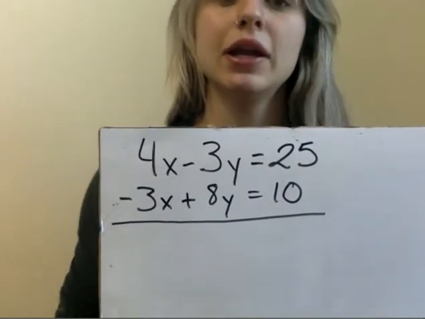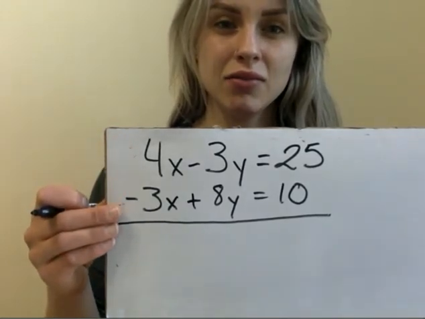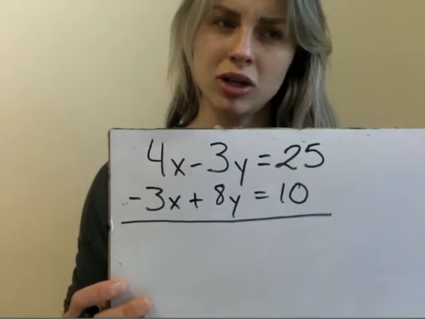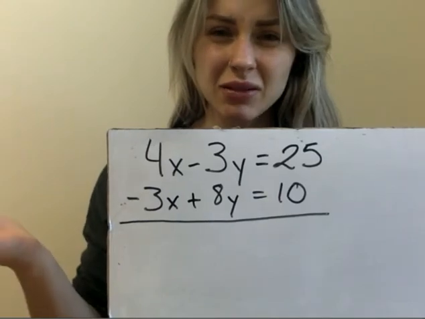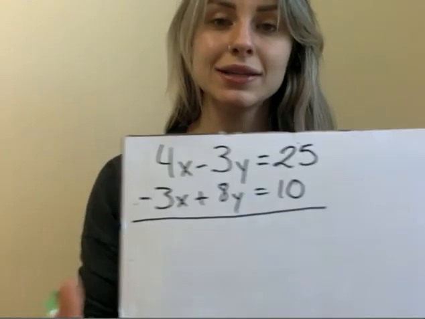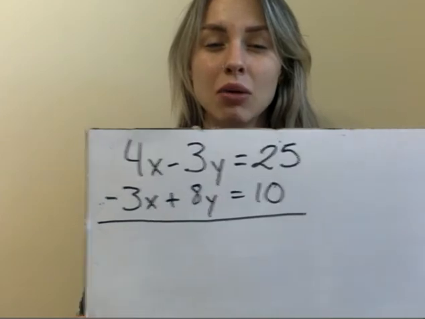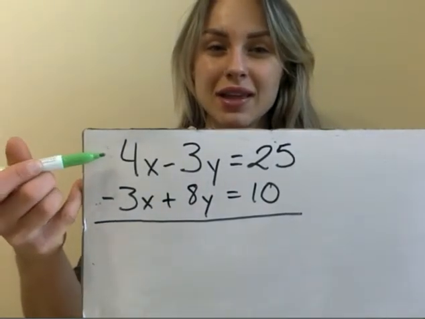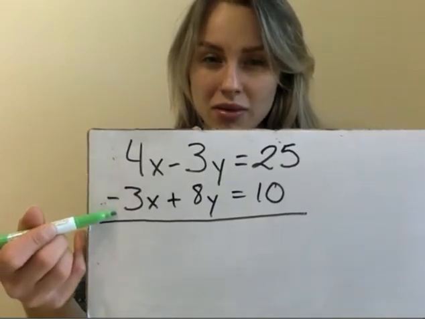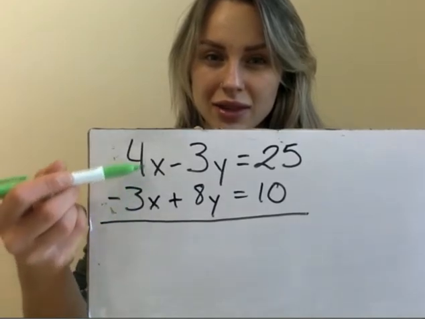So what we're going to take a look at is if we add these two together, we're not going to get rid of a variable. If we subtract them, are we going to get rid of a variable? No. So what we're going to do is make it so we can do that nicely. If I multiply this whole thing by 3 and this whole thing by 4, it will allow us to get rid of this variable here.